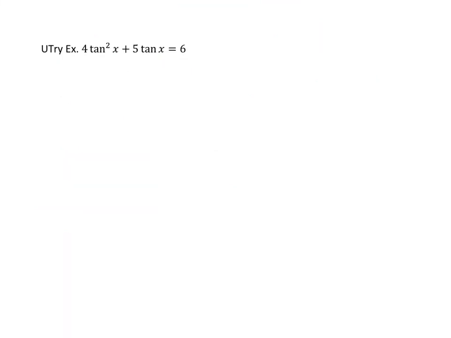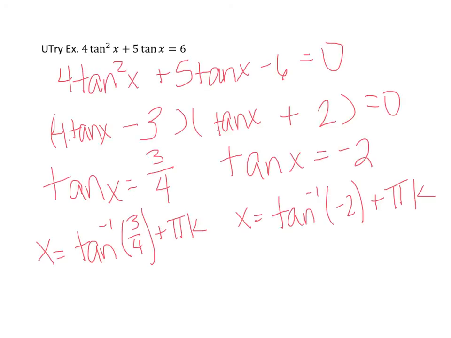Hey, one more time, but this one is already in tangents, so let's just get it equal to 0, try to factor and solve. Okay, here's our solution. First we get it equal to 0, then we factor, set our factors equal to 0 and solve. Tangent x equals 3/4, tangent x equals -2. Again, not good numbers, so we're going to have to use a calculator to get the answers, which is fine.